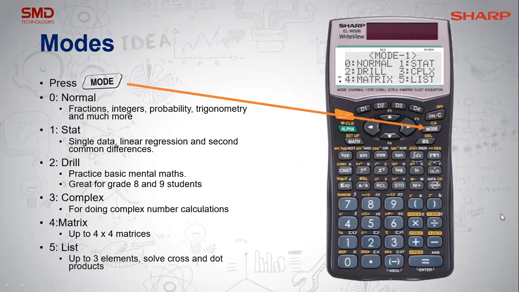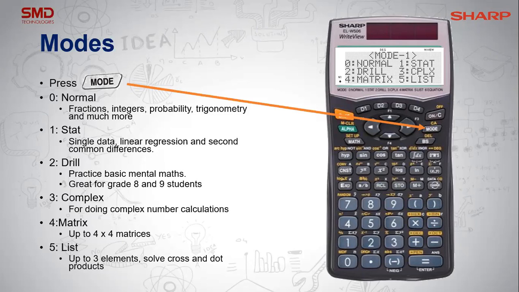Right, so modes, as I mentioned, there are 7 different modes. So the first 6 on the first screen is normal, which does fractions, integers, probability, trigonometry, and more. And then, of course, stats, which does statistics, and we'll cover single data, linear regression, and second common differences. And then, of course, your drill function, which I'm not going to look at today, but when you do get the calculator, I suggest you play with it. It is a lot of fun, and it's a great way to practice your mental maths using the calculator.